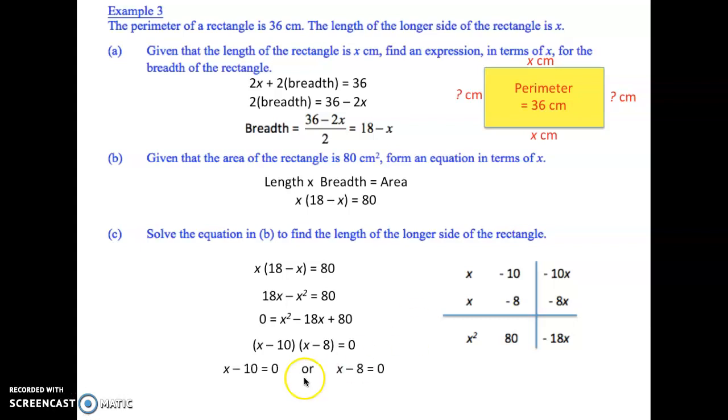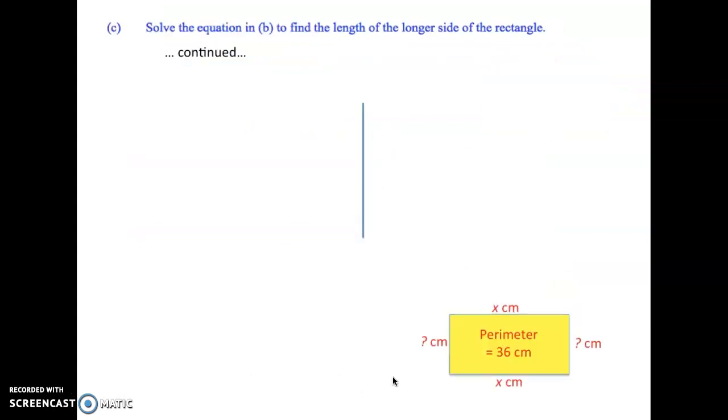In our next step, we will state that x minus 10 is equals to 0 or x minus 8 equals to 0. Remember to write the word or in the middle of the two possible solutions. This is to indicate that both are possibilities. So with this, we'll have x equals to 10 or x equals to 8. Now, we are not done with this question yet. We need to put it back into the context of this question and check if these answers are valid for this question. So continuing from our previous part, we'll have x equals to 10 or x equals to 8.